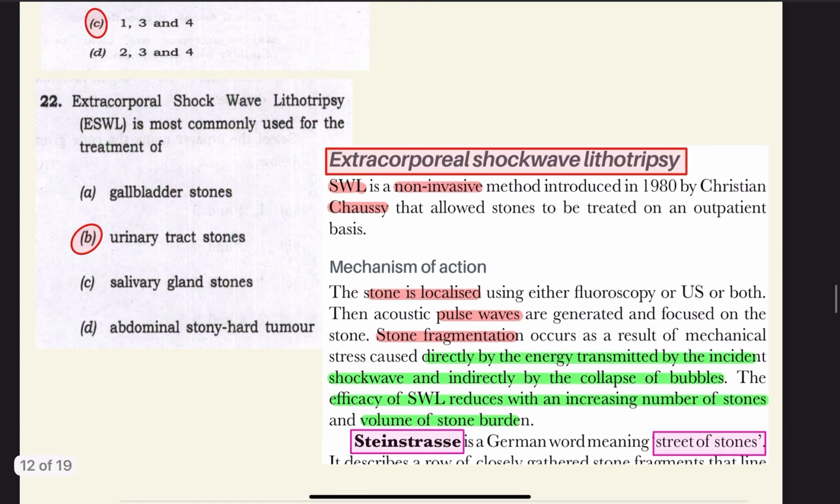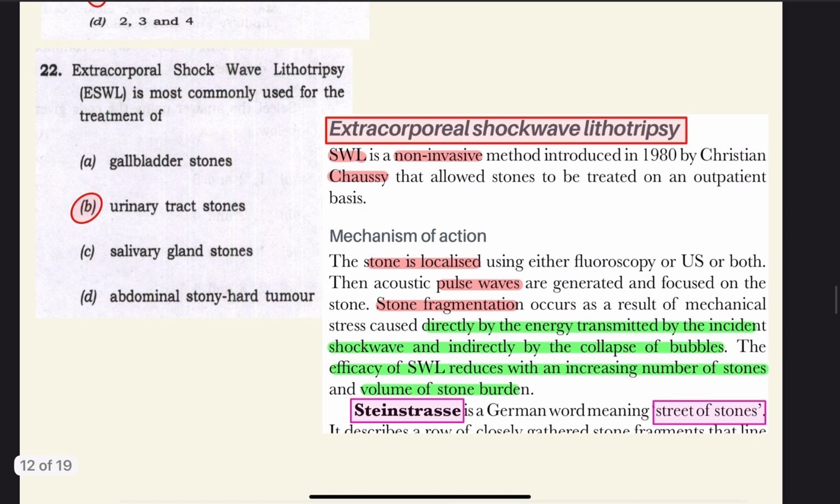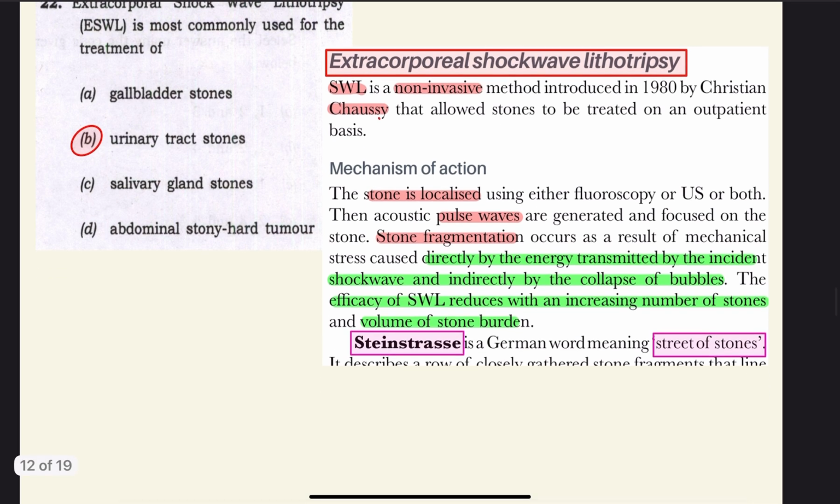Now, ESWL is most commonly used for treatment of urinary tract stones. So ESWL is most commonly used in treatment of renal stones. And a complication of this treatment is steinstrasse, a street of stones. So this is also a very famous question.